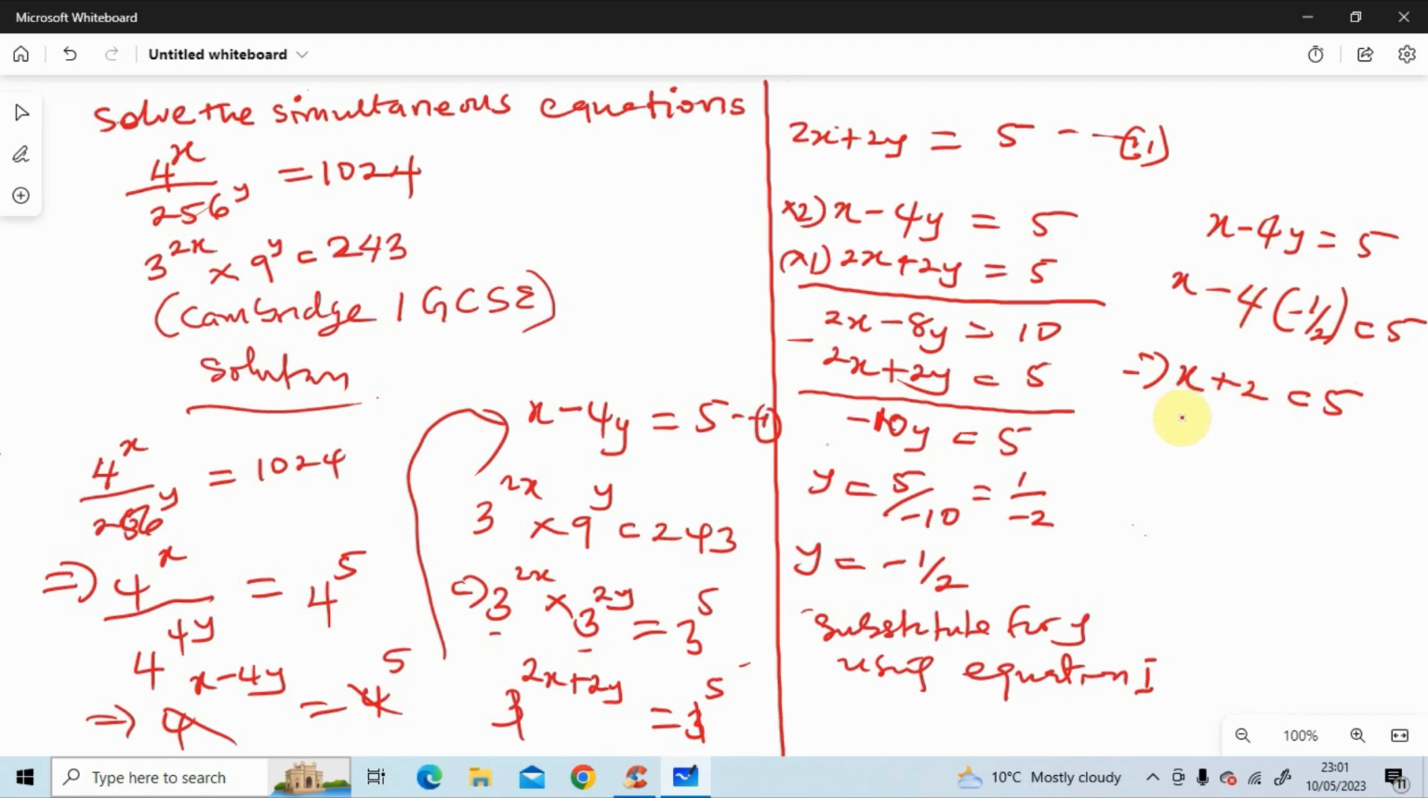So I will collect like terms, making x the subject of the formula. That will be x is equal to 5, then plus 2 will cross over to meet 5. That will be minus 2, because any sign that crosses the equal sign in mathematics, the sign changes. So that becomes x is equal to 5 minus 2, which is 3. Therefore, x is equal to 3 and y is equal to minus half.